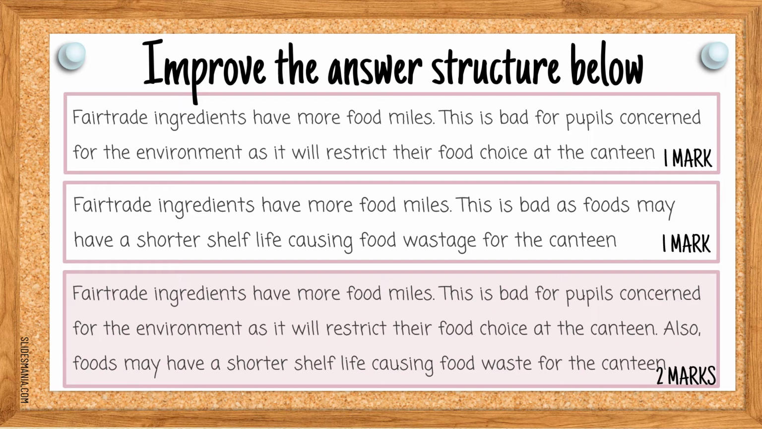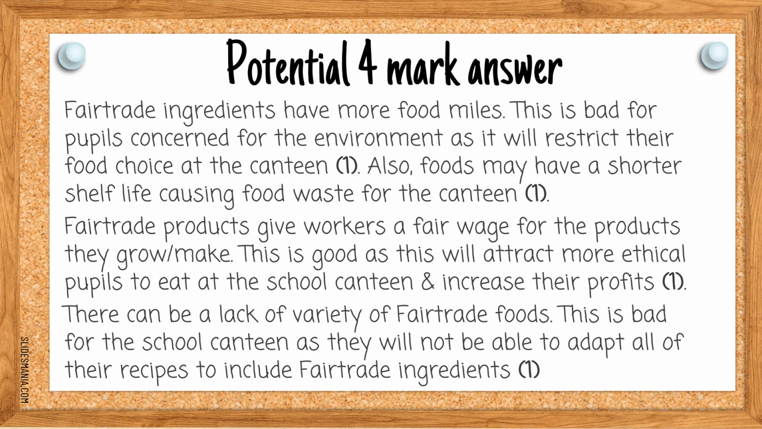So we could change this answer to say fair trade ingredients have more food miles. This is bad for pupils concerned for the environment as it will restrict their food choice at the canteen. So you'd get your first mark here for fact, opinion and consequence. And then you can gain a second mark for a developed consequence by stating, also, foods may have a shorter shelf life, causing food waste for the canteen. If you look on the screen right now, you have an example of a potential 4-mark answer that you could write for evaluate the suitability of using fair trade ingredients for a school canteen.